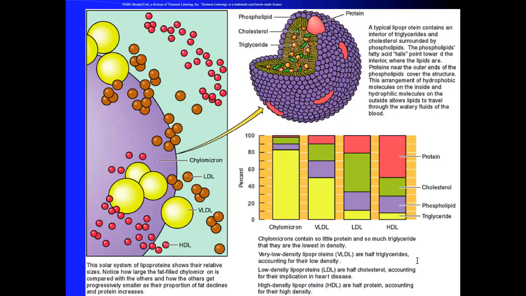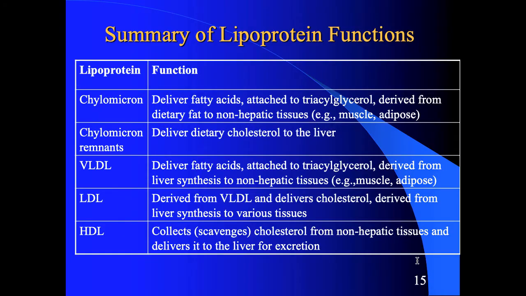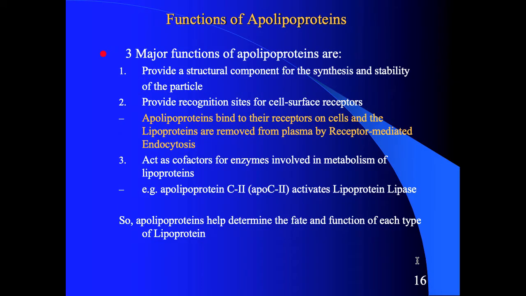The next slide talks about apolipoproteins and their functions. One of the functions is structural component. For example, the synthesis of chylomicrons relies on ApoB48. They provide recognition sites for cell surface receptors. We'll talk about that for LDL. The last ones, they act as cofactors for enzymes involved in their metabolism, specifically ApoC2, that activates LPL.